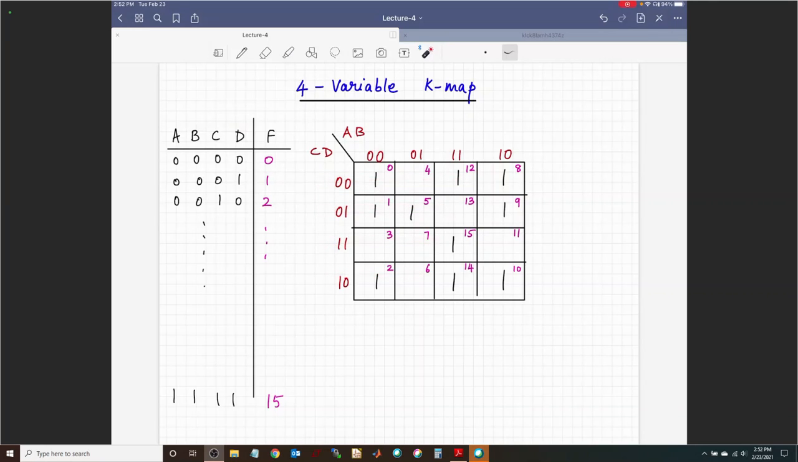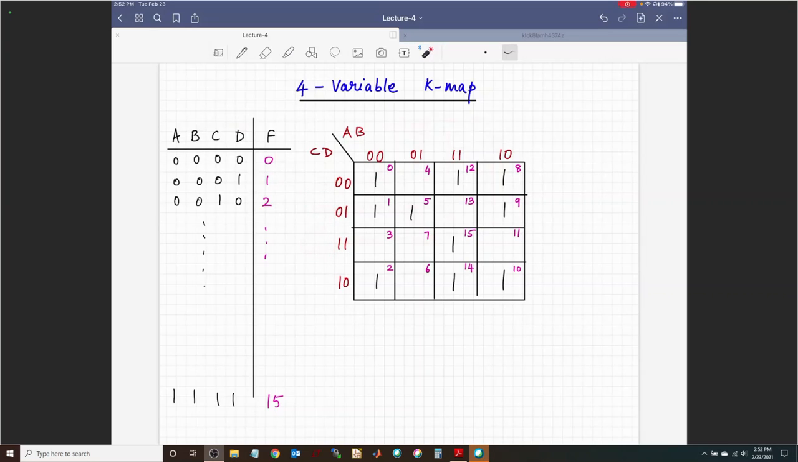And if you observe, we still have that same adjacency criteria for both the rows and the columns, right? 0, 0 to 0, 1, only one variable changed. 0, 1 to 1, 1, only one variable changed. And the last one, only one variable changed. And the same now applies even for the rows.